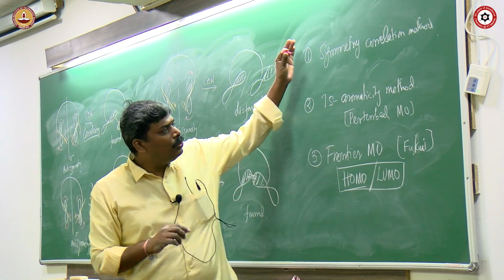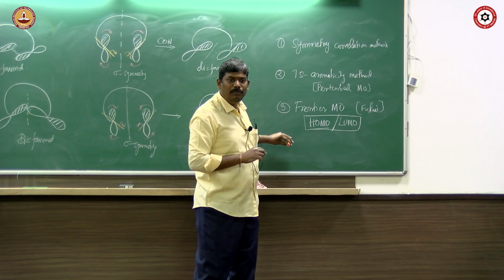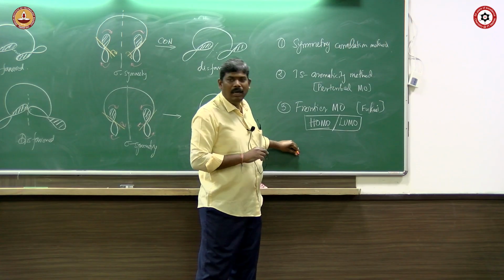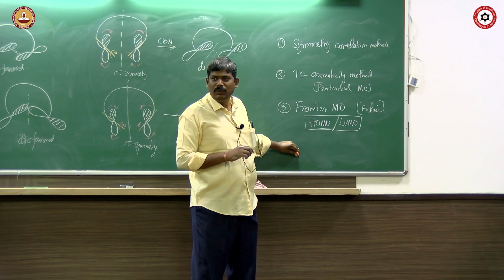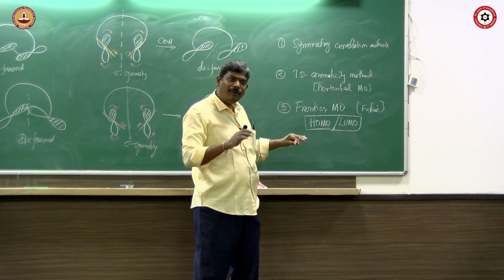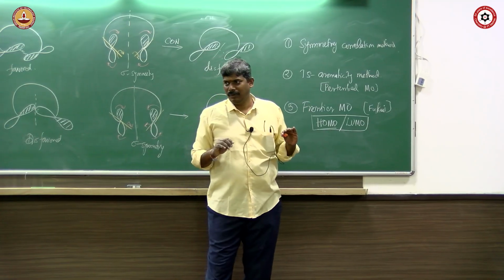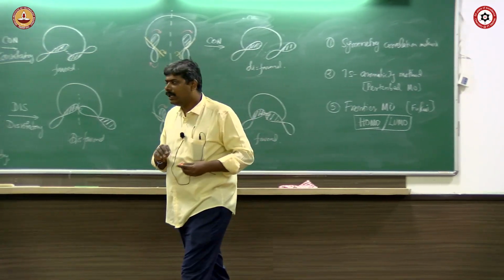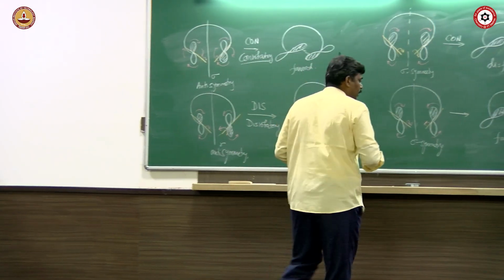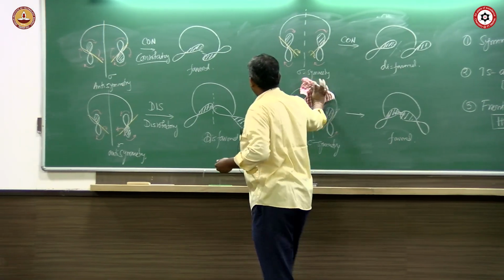So, we are not going to see these two methods. However, we will probably look at frontier molecular orbital methods to explain and derive the final selection rule. Okay, we will see that quickly. Clean this, give me a minute.